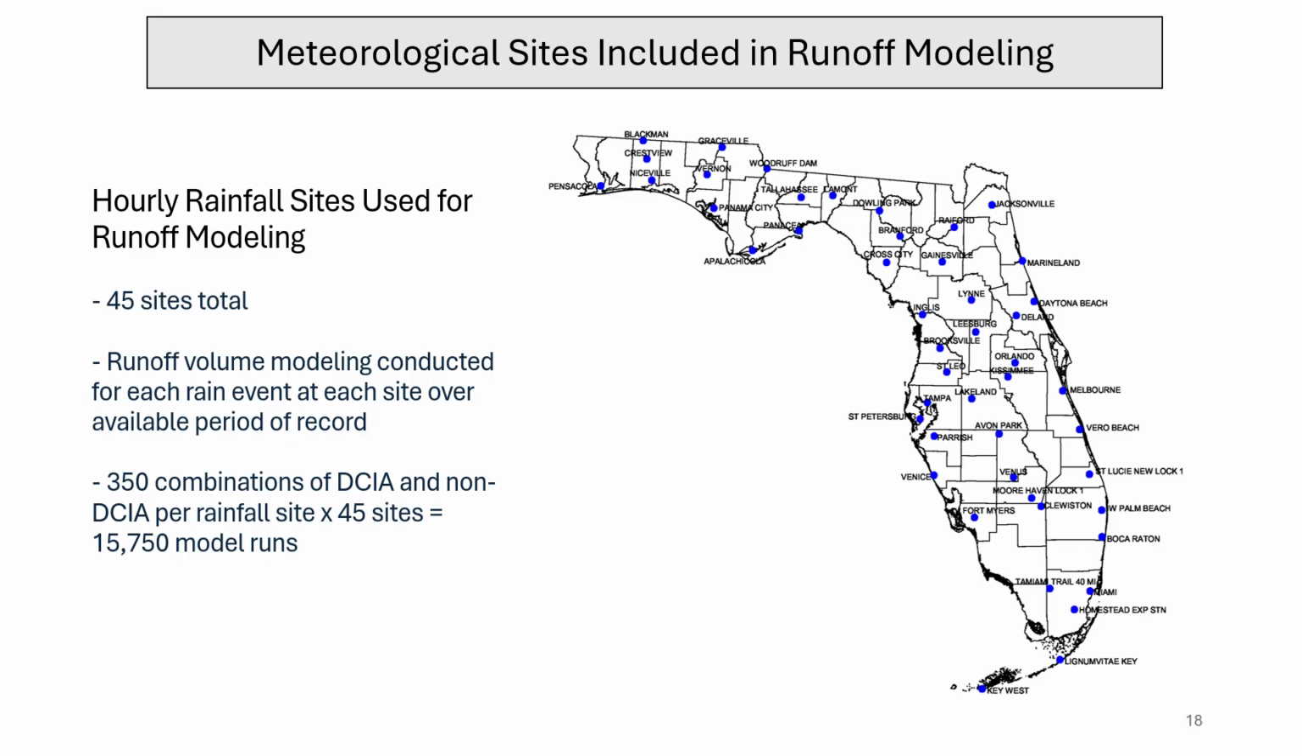This extensive process resulted in a significant number of model runs. Specifically, 350 different combinations of DCIA and non-DCIA were analyzed for each rainfall site. When multiplied by the 45 sites, this totals 15,750 individual model runs. It's important to note that if you need to determine capture for values that aren't exact multiples of 5, you'll need to perform interpolations.